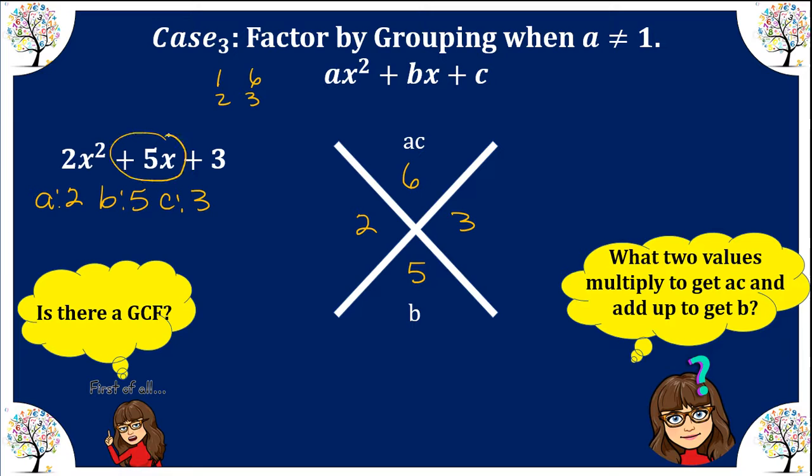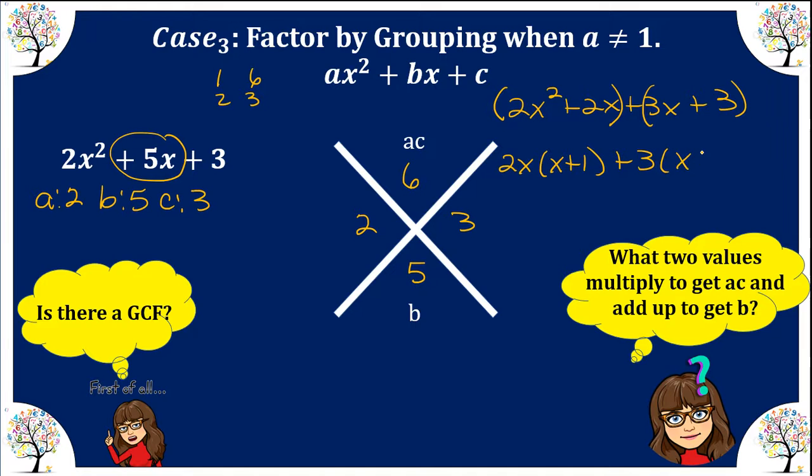So we're going to rewrite our trinomial into 4 terms, splitting 5x into 2x and 3x. Now we're going to group the first 2 terms and then the last 2 terms. We're going to factor out the GCF. We're going to combine to create our first factor is 2x plus 3. And our second factor is x plus 1. The 2 factors of our trinomial are 2x plus 3 and x plus 1.